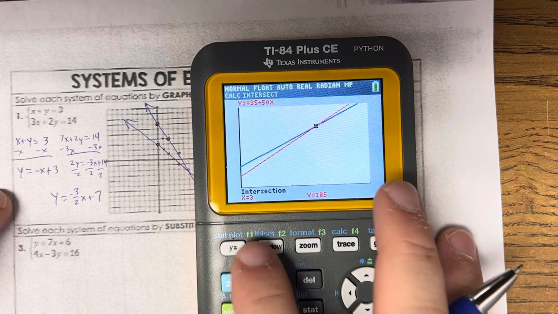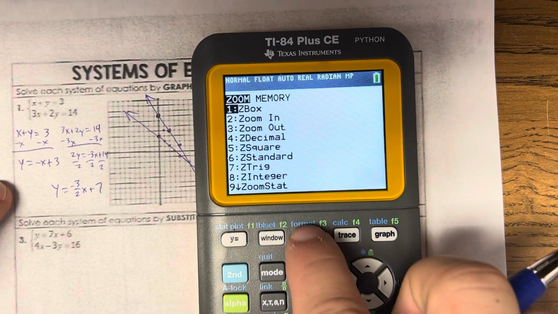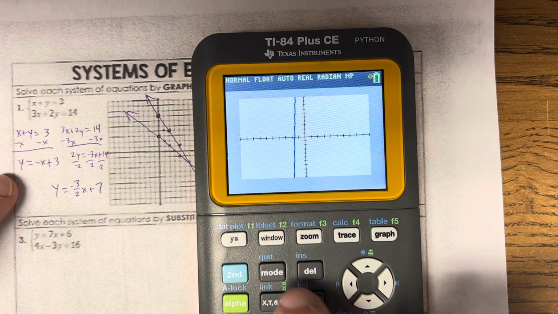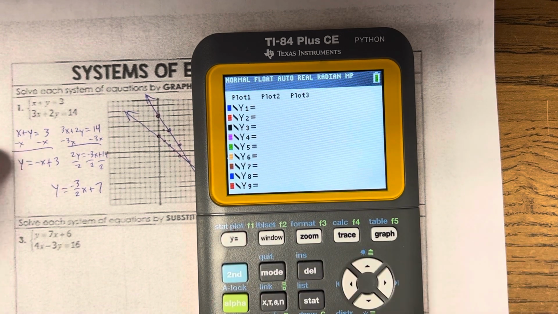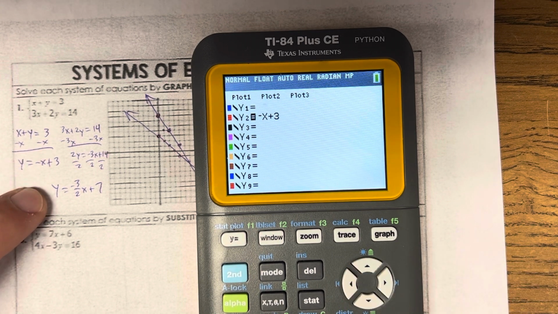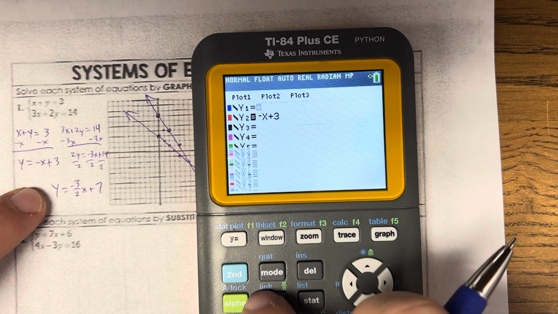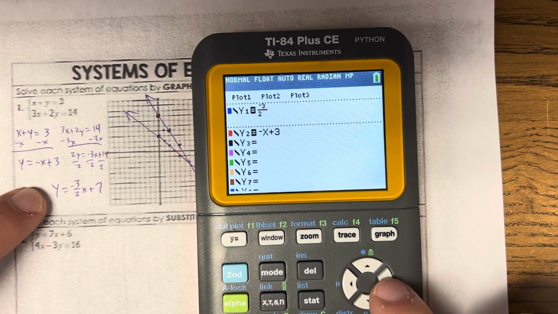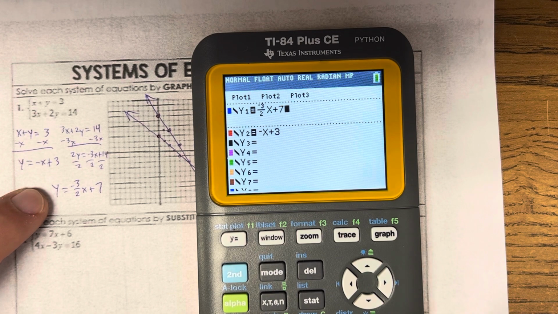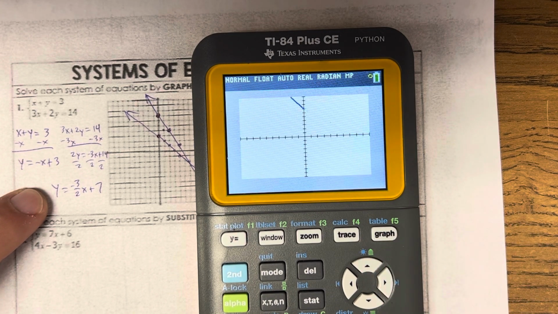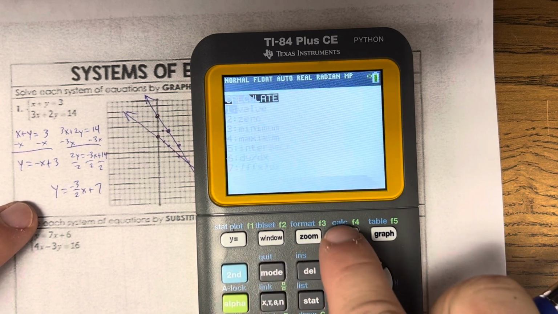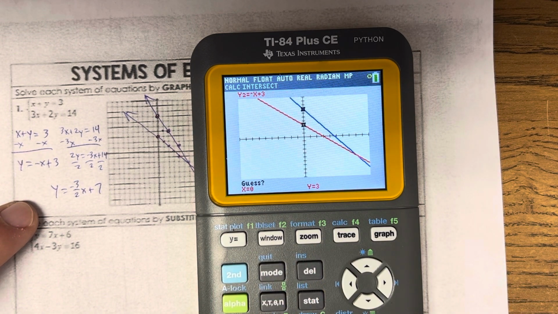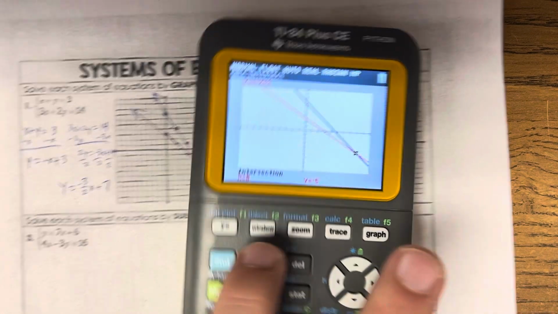It's kind of hard to see in the graph. If you press zoom 6, it goes back to our normal window. But I'm going to go ahead and graph these in my calculator because it's kind of hard to see on the paper. We have negative x plus 3, and we had negative 3 halves x plus 7. Then I can click second, trace 5, enter, enter, enter, and that's where they intersect. 8, negative 5.